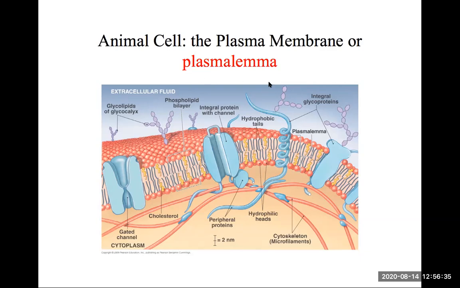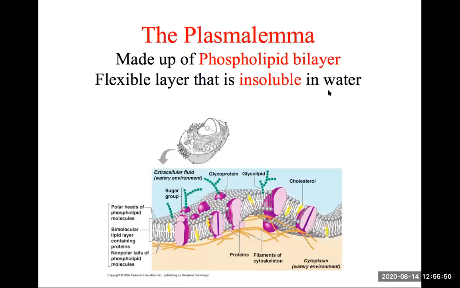So this plasmalemma is made up of a phospholipid bilayer, that's what these molecules are. Bi means two. Okay, so it's a double layer of phospholipid molecules. And here you see those phospholipids again, pretty recognizable once you know what they look like. Heads love water, tails hate water.